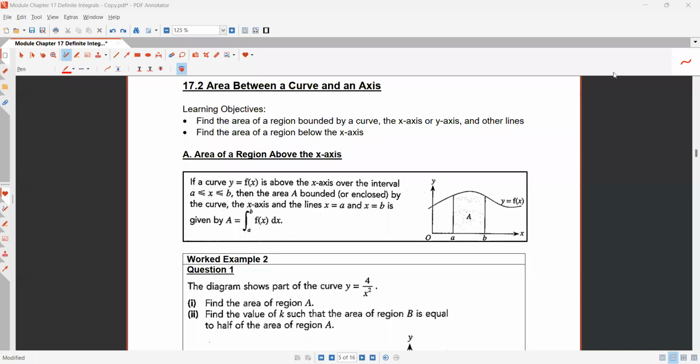Too late already. Okay, so area between a curve and an axis.